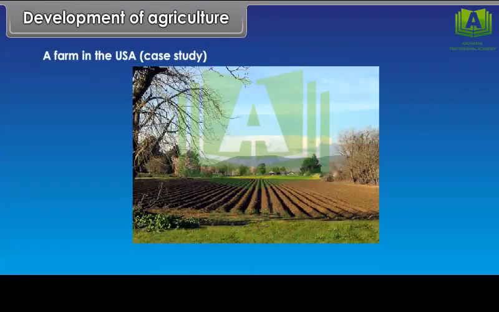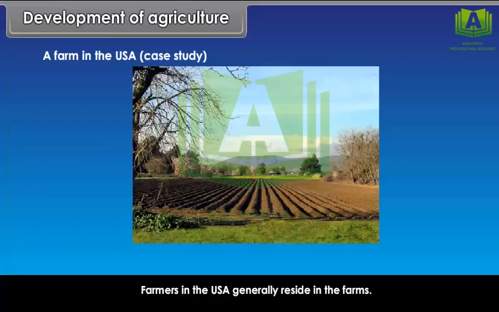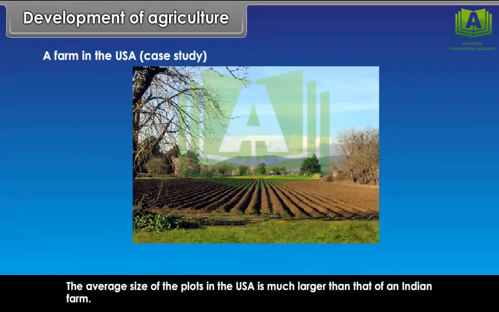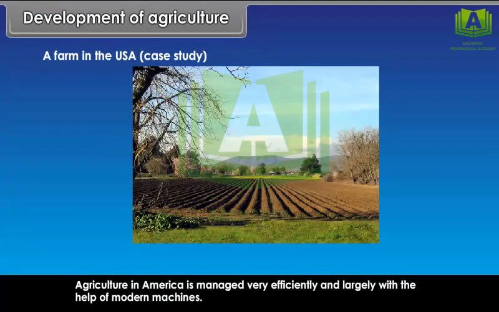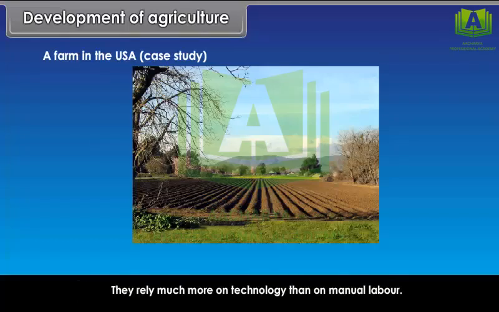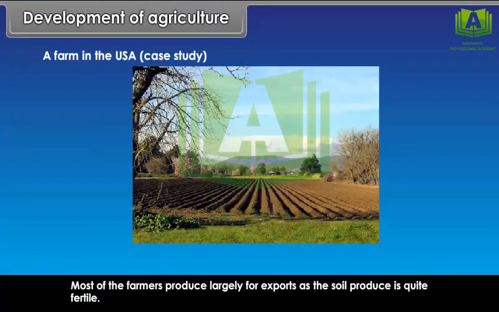A farm in the USA. A case study. Farmers in the USA generally reside on the farms. The average size of the plots in the USA is much larger than that of an Indian farm. Agriculture in America is managed very efficiently and largely with the help of modern machines. They rely much more on technology than on manual labor. Most of the farmers produce largely for exports as the soil is quite fertile.